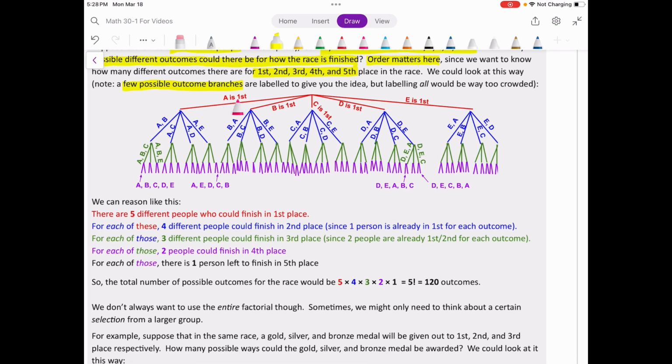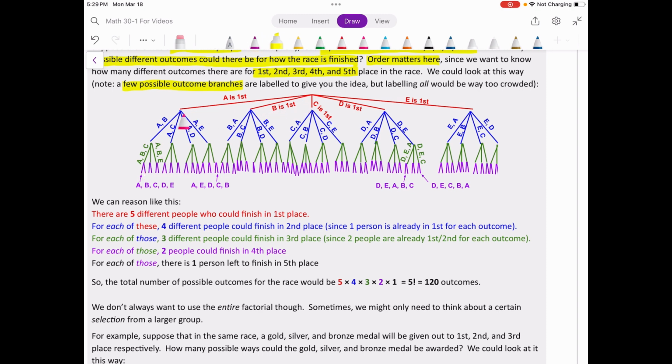You could have A in first, and then you could have A in first, B in second, or A in first, C in second, or A in first, D in second, or A in first, E in second, right? And then for each of those, for A in first, B in second, for example, you could have C in third, you could have D in third, or you could have E in third. And then for each of those, you could have D in fourth and E in last, or E in fourth and D in last, right? Or C in fourth and E in last, or E in fourth and C in last, right? That's what we're mapping out here.